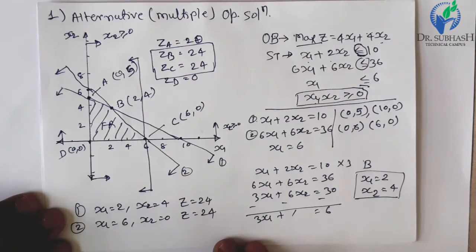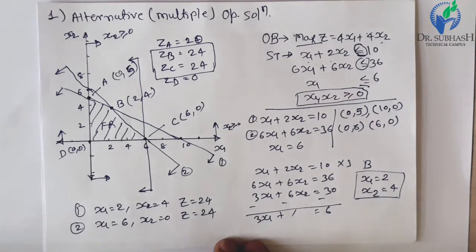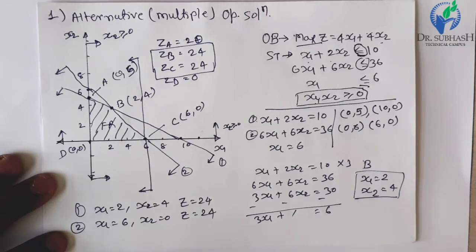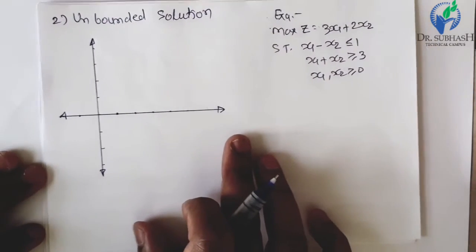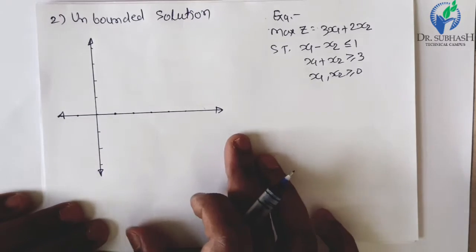So this type of solution may occur, in which you get multiple optimal solutions for different values of the decision variables. After this we will move on to the second type of solution, which is an unbounded solution. So let's consider it with the help of an example.